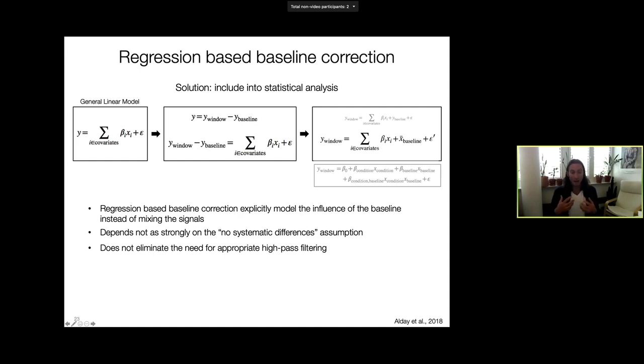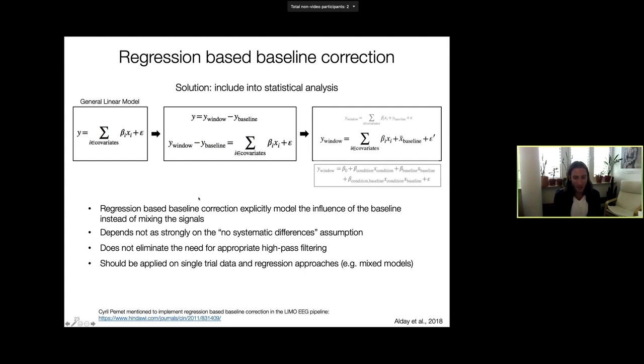However, it does not eliminate the need for appropriate high-pass filtering. And you should be careful that you always apply this on single trial data only and on regression approaches. But this is considered a best strategy anyway. You should not average before the statistical analysis. You should rather use the single trials in your statistical model by using a mixed model and include the subject as a random effect. And this is also done in Cyril Pernet's nice toolbox, the LIMO EEG pipeline. And Cyril also mentioned the regression-based correction in a future release.